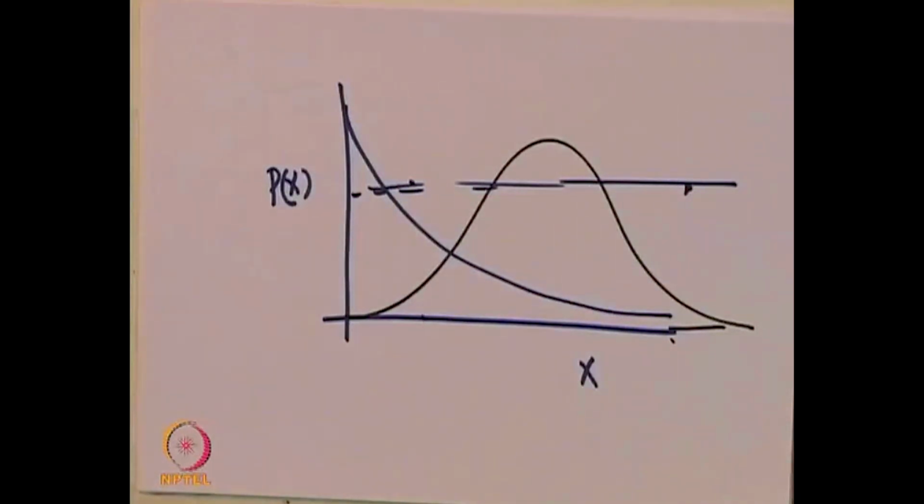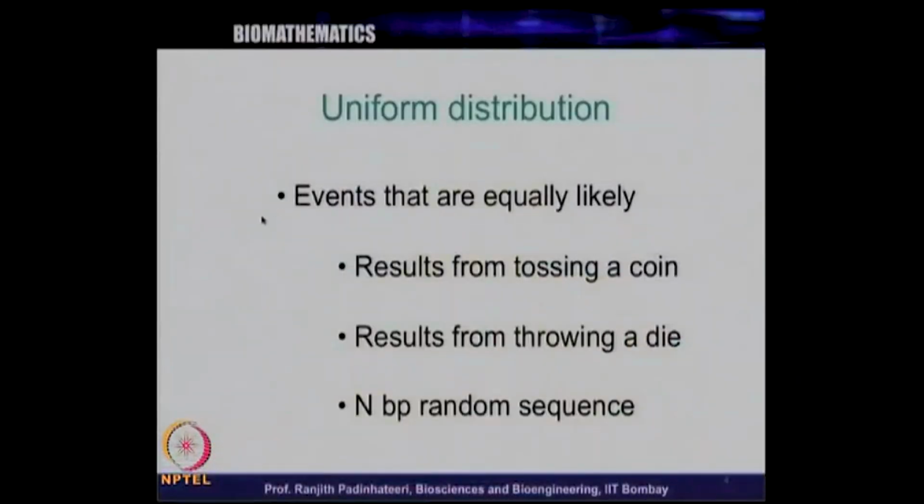Let us look at some examples in biology, or generally examples that you see around, that will have a uniform distribution. As we said, there has to be equal probability. So, any set of events that are equally likely, that is equally probable, will have a uniform distribution. That is the key here, events that are equally likely. That means, if the probabilities are equal, then you will see a uniform distribution.